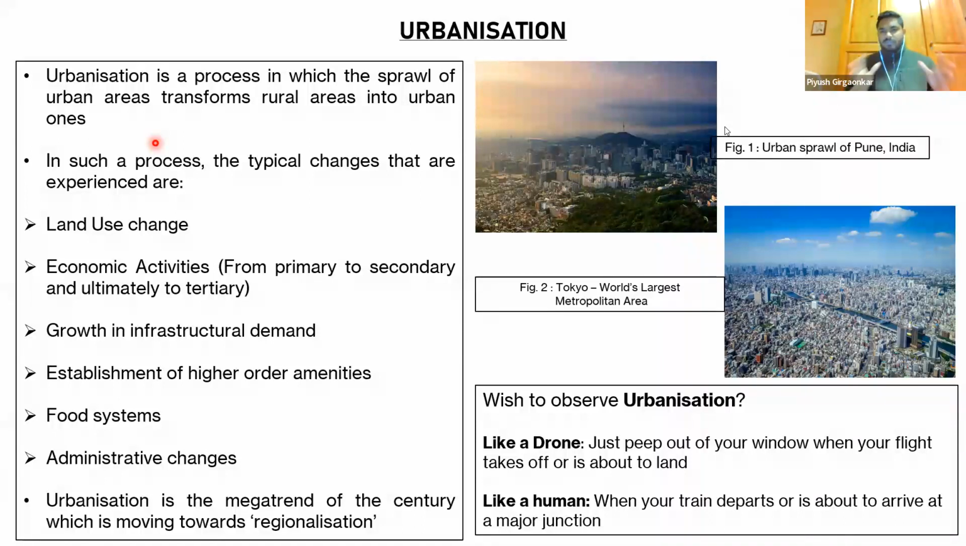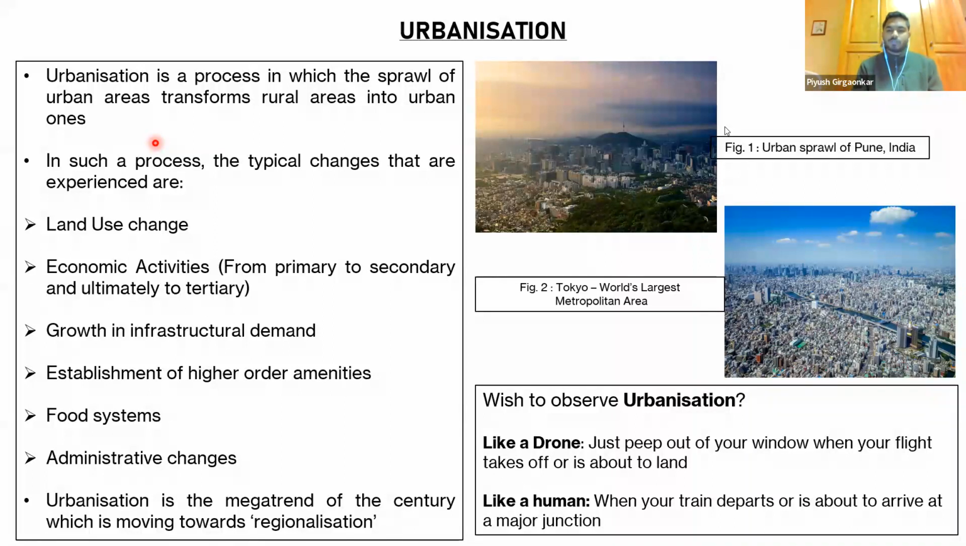But if we decode it in the simplest of terms, urbanization really means a continuous process of the sprawl of the urban areas that literally transform the adjacent or the adjoining, or even tangential sometimes, rural areas into urban ones. And in such a process, there are certain indicators or certain aspects that are always evolving.